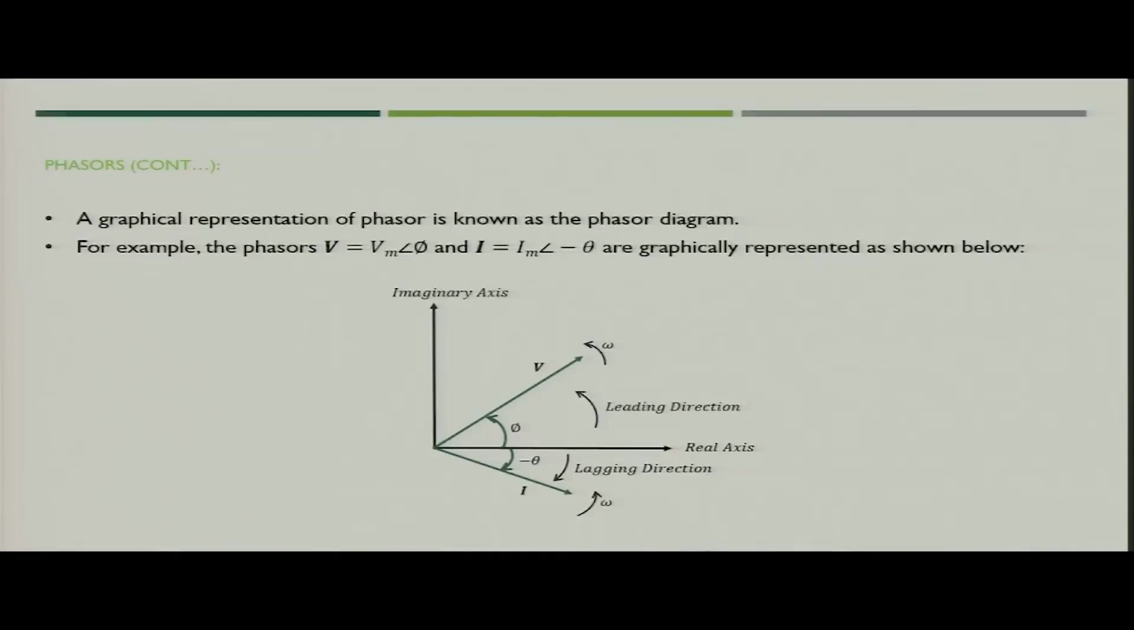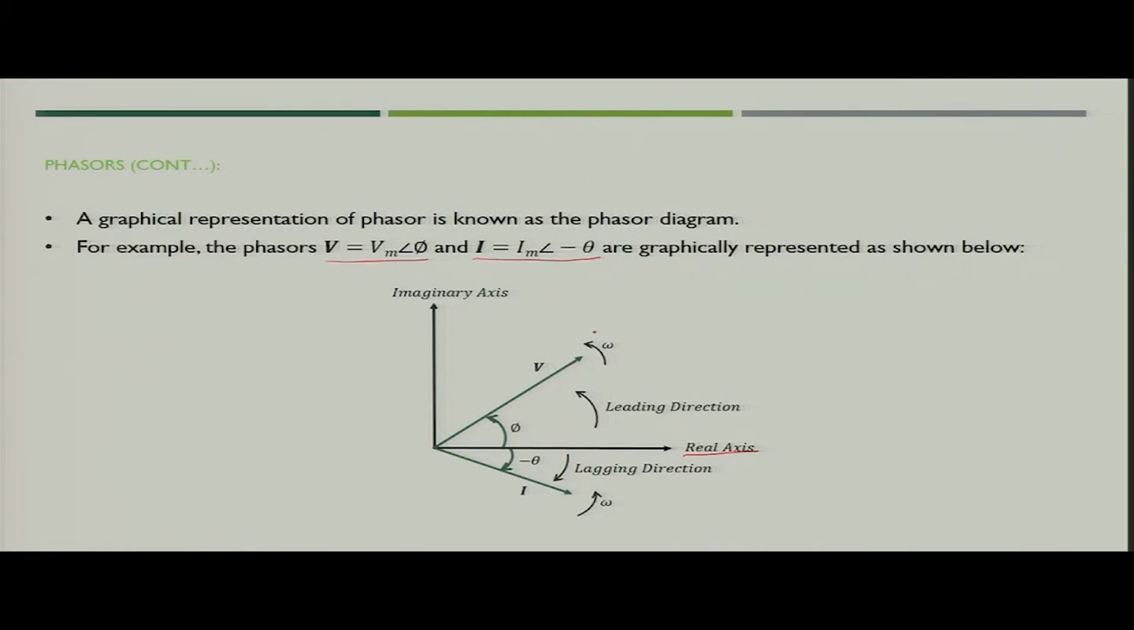Now, if you represent graphically two phasors, like V is equal to Vm angle phi and I is equal to Im angle minus theta, how will you represent them? You take the real axis and imaginary axis, and plot V, which has angle phi with respect to the real axis, and current I, which is at minus theta with respect to the real axis. So, the voltage phasor V is leading while the current I is lagging.